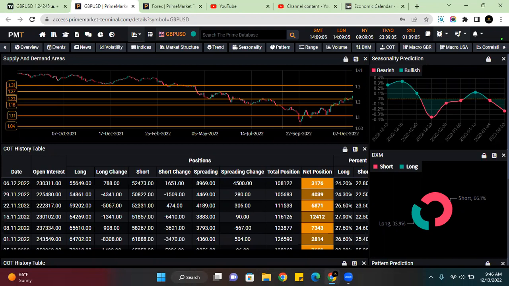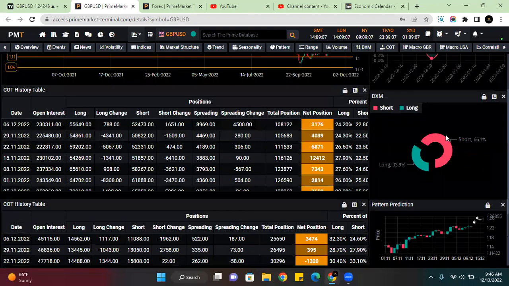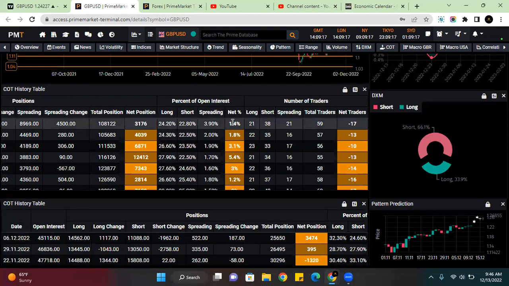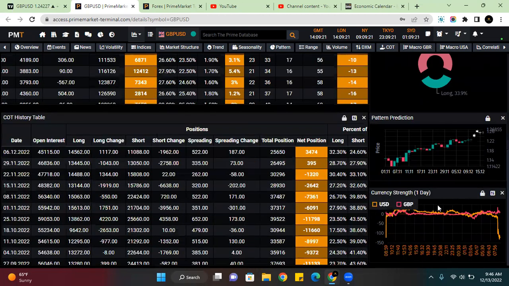Moving on to the Prime Market Terminal data. You did have 66% of retailers being short, as well as bullish predicted candles, which is a pretty textbook trade, to be honest. And they're net positive currently on the Great British Pound. So that made this trade pretty easy. And then for today, the currency strength, we have the Great British Pound in red and the USD in a yellowy orange right there. It's doing significantly better today than the US dollar, right? So I had some confluence with this trade in terms of data.